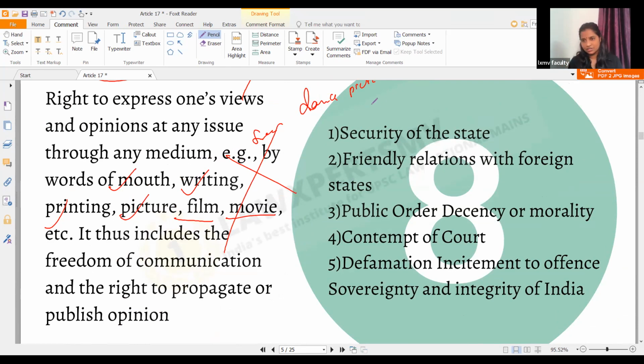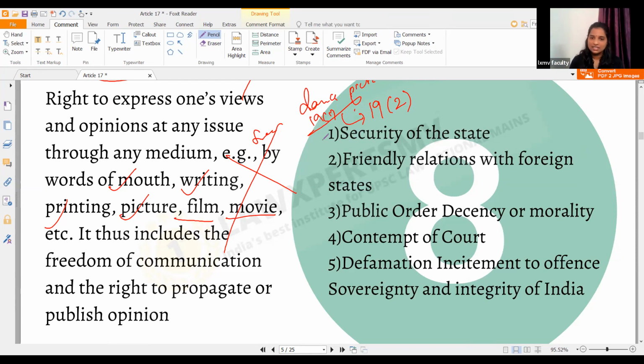Which article talks about that? Same article 19, but it is clause 2. 19 clause 1 gives you a lot of freedoms, six freedoms. And lately, after that, immediately, it starts giving you the restrictions too. In the name of what you can restrict these freedoms.